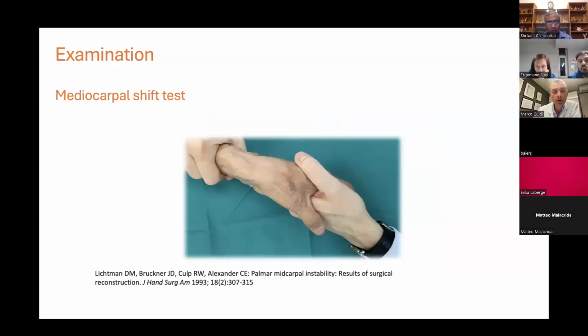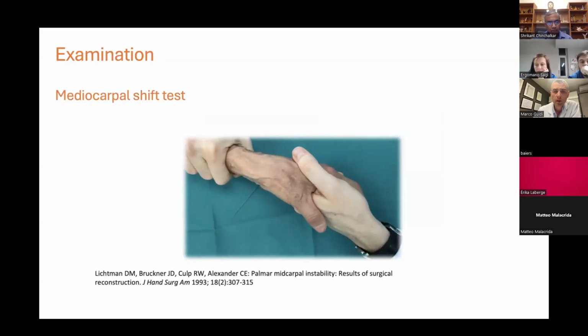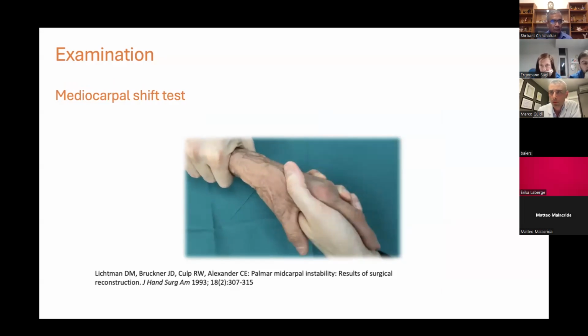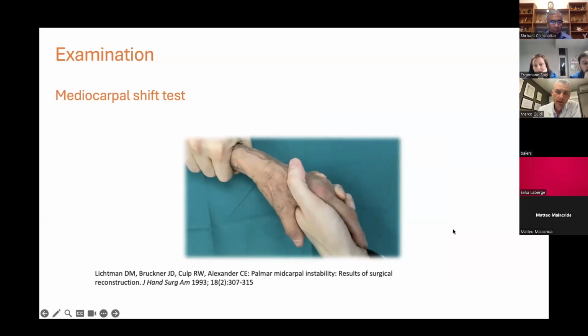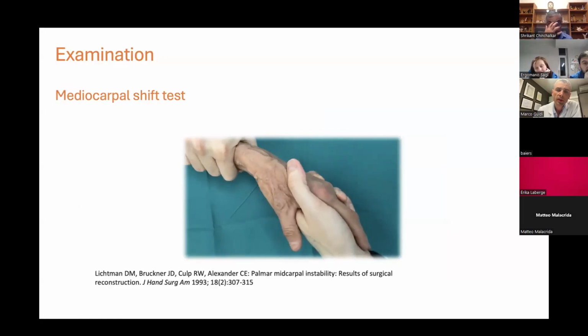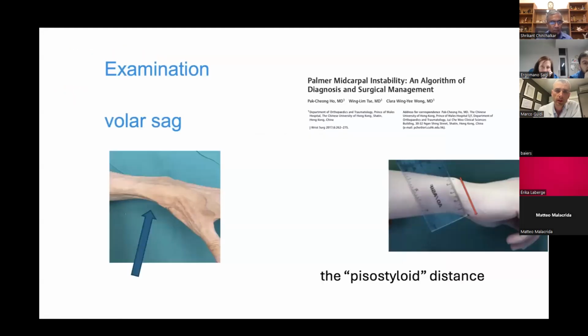And then this is the midcarpal shift test, already explained, but I would like just to repeat it, because repetition helps everybody to improve in our clinical activities. So we can make some palmar subluxation of the midcarpal joint, and then we can try to elicit it during the radial and ulnar deviation.